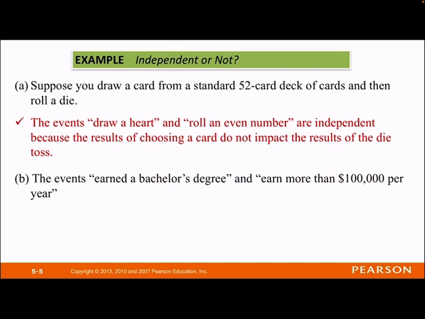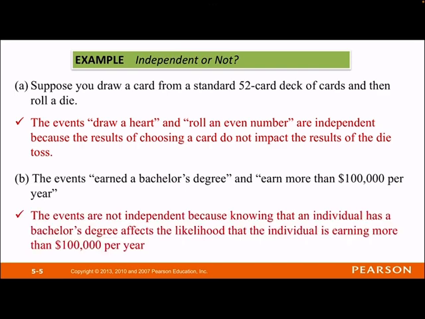How about the events earned a bachelor's degree and earn more than $100,000 per year? These events are not independent because knowing that an individual has a bachelor's degree affects the likelihood that the individual is earning more than $100,000 per year. It doesn't mean that it's definite. It just means that it's more likely. It definitely affects the probability. So that is dependent.